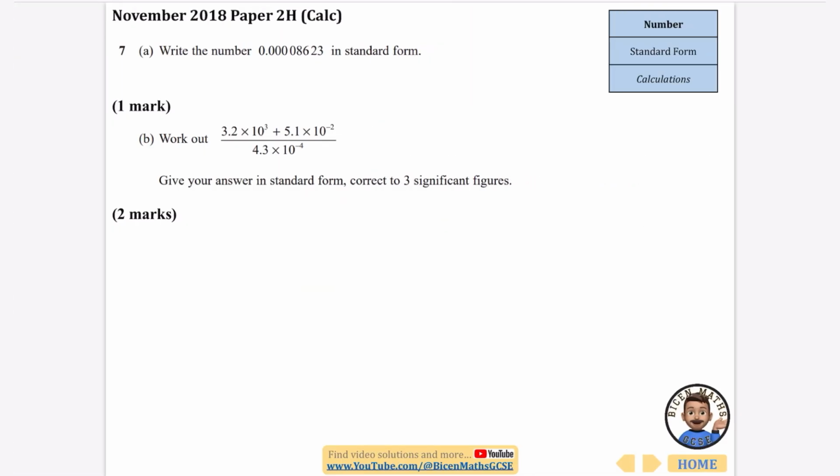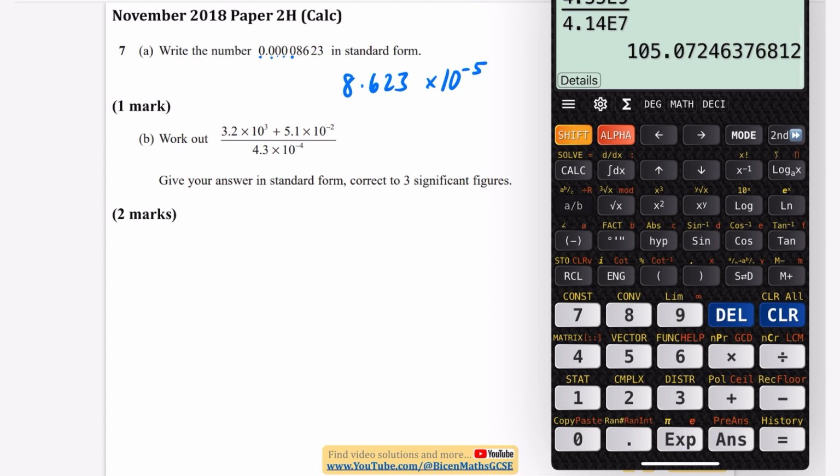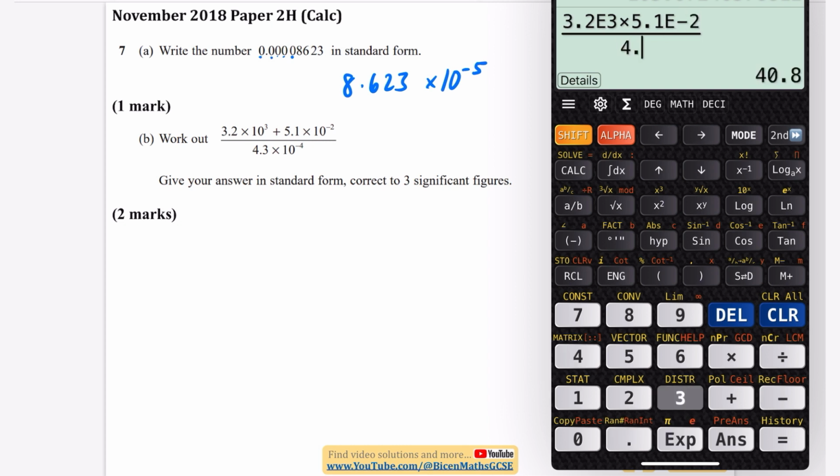Okay, we've got another calculator paper. We're going to write this in standard form. It's going to be 8.623, and there is 1, 2, 3, 4, 5 zeros. So we can do that shortcut of 10 to the power of minus 5. This is just going to go straight into the calculator. So I'm going to do a fraction, 3.2 times 10 to the 3, times 5.1 times 10 to the minus 2. And on the bottom, it is 4.3 times 10 to the minus 4.